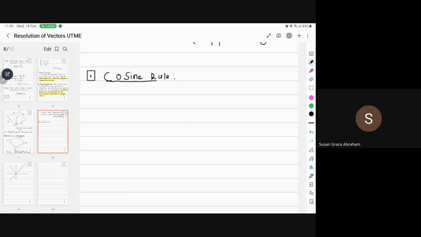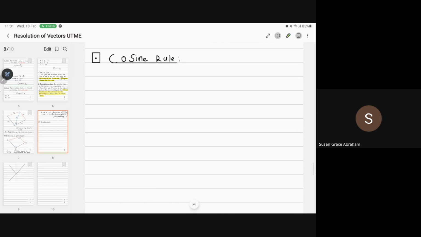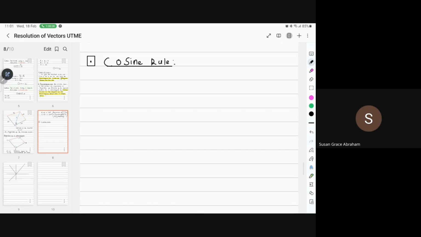Now, for your cosine rule, use this image. Remember that in a triangle, if you know at least two angles and a side, you can make use of your cosine rule. So the cosine rule is used when I know at least two angles of a triangle and then one of the sides.